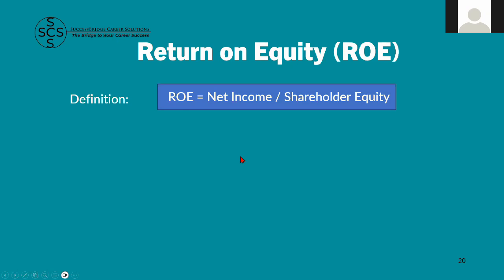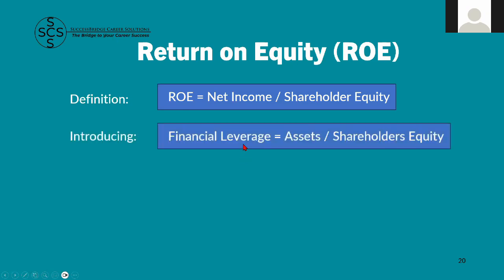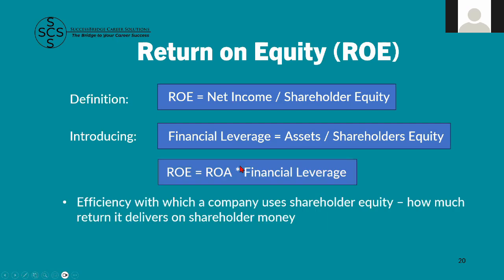Now we define another metric, which is financial leverage. Financial leverage indicates the level of debt that a company carries relative to its equity. So financial leverage equals assets divided by shareholders' equity. And then combining ROE, ROA, and financial leverage, we get ROE equals ROA times financial leverage.